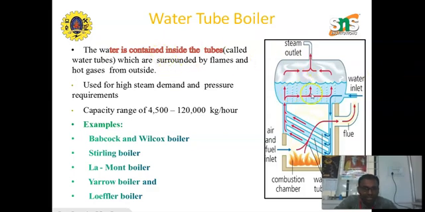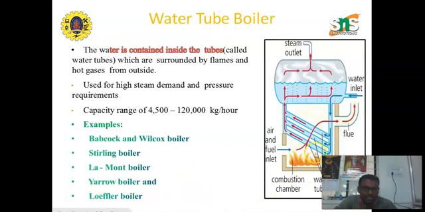The water is contained inside the tubes called the water tubes, which are surrounded by the flames and hot gases from the outside, as it is shown in the figure. Used for high steam demand and pressure requirements. Its capacity ranges from about 4,500 to 1,20,000 kg per hour. Some examples of water tube boiler are Babcock and Wilcox boiler, Stirling boiler, Lamont boiler, Yarrow boiler, and Loeffler boiler.